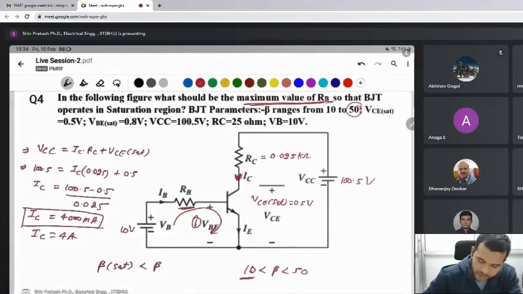The question is also not saying anything about the saturation voltage. We have to take conservative figures like this, because we cannot design this circuit with beta 50 and find out some voltage here. It is a design parameter.